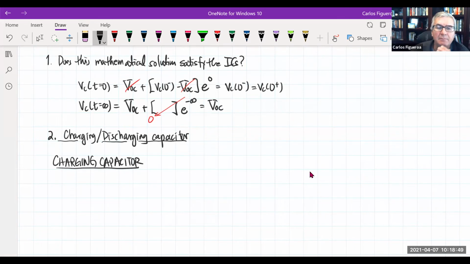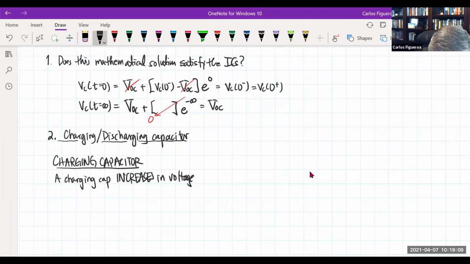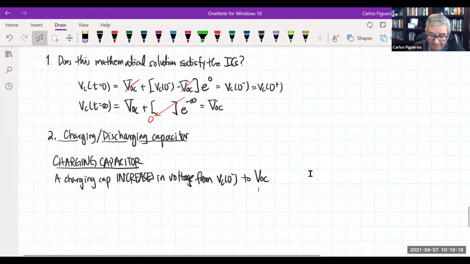So what does it mean to be a charging capacitor? Let's look at this thing. A charging cap increases in voltage from VC of 0 minus to VOC. So what does the solution look like? In other words, VC of 0 minus must be less than VOC. Of course.